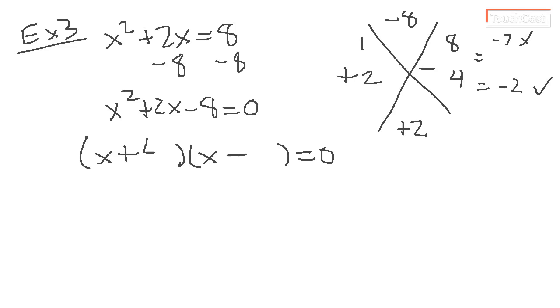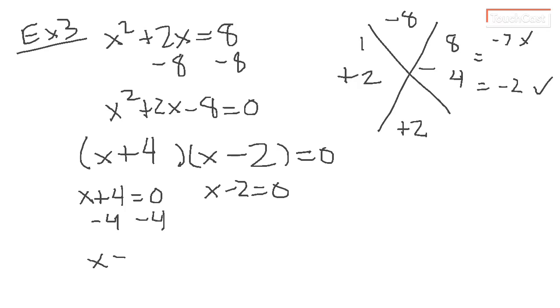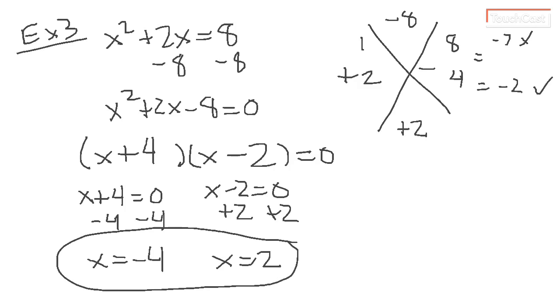So I'm going to put the 4 with my x plus and the 2 in my x minus. Now I can set these both equal to 0. x plus 4 is equal to 0, and x minus 2 is equal to 0. With the first one, I'm going to subtract 4 and get x is equal to negative 4. In the second one, I'm going to add 2 and find that x is equal to 2. And then I'm done. I found two values of x.